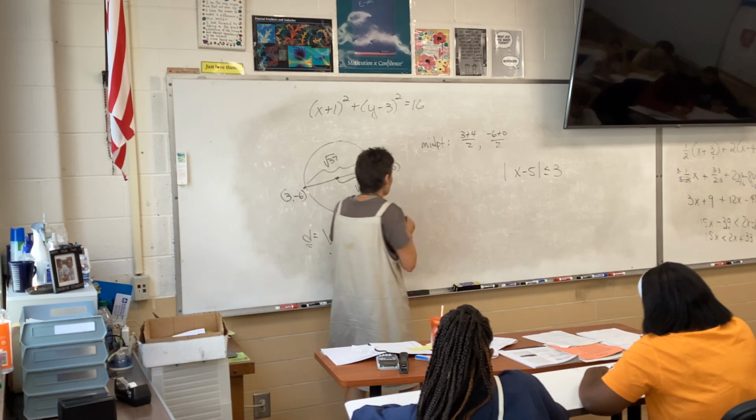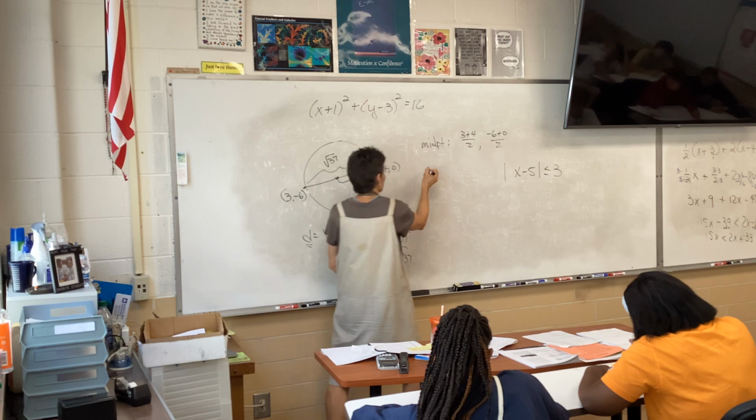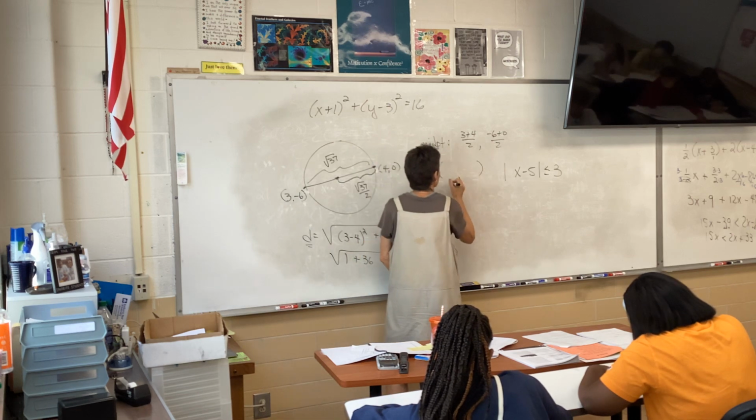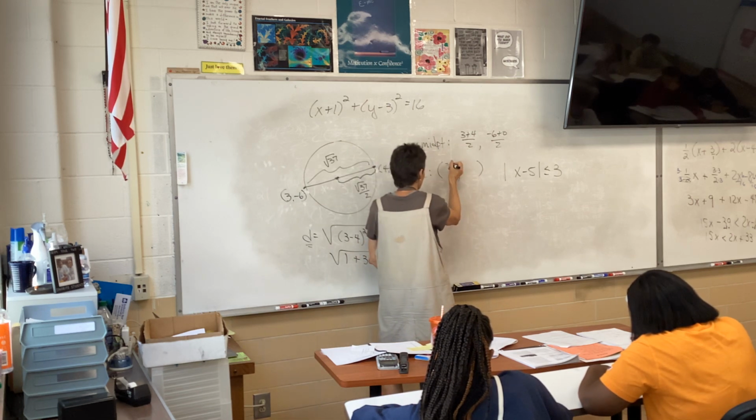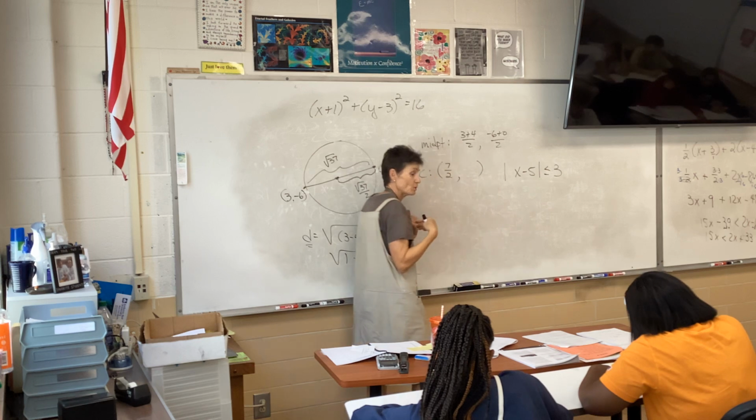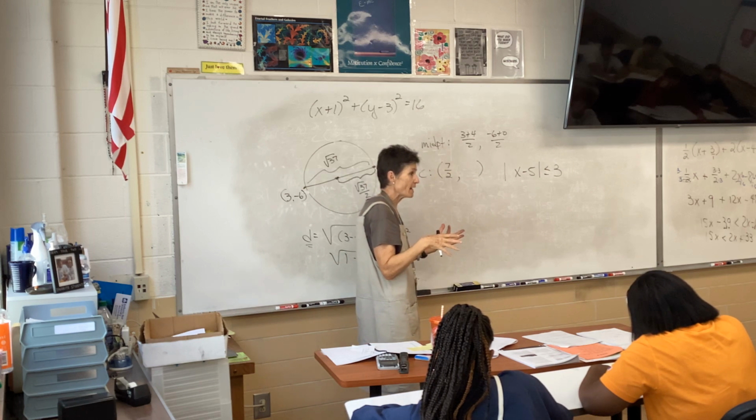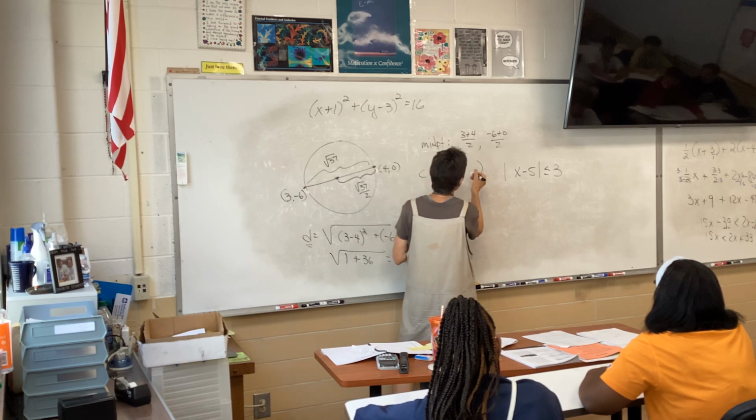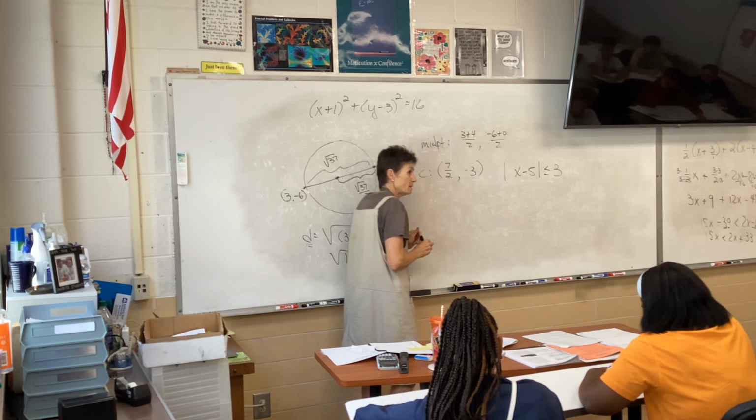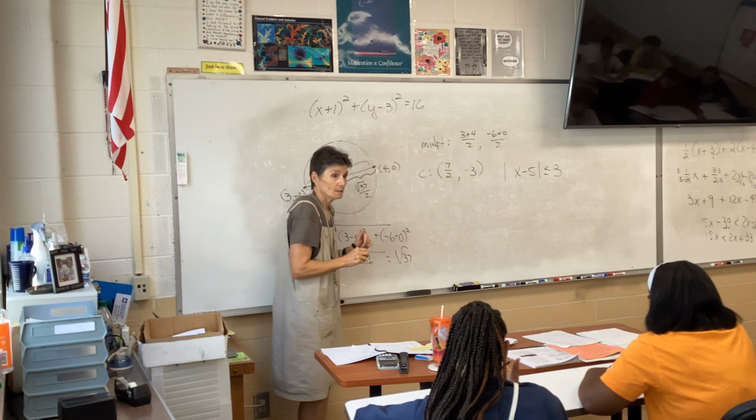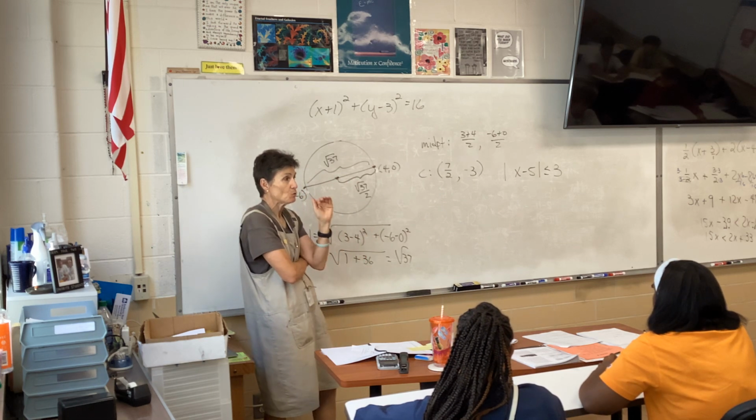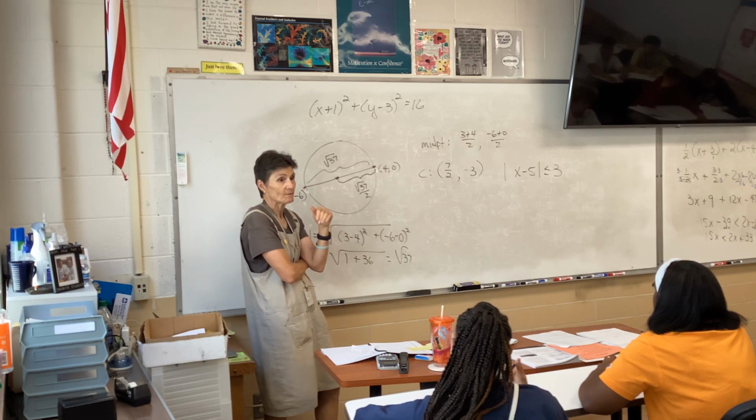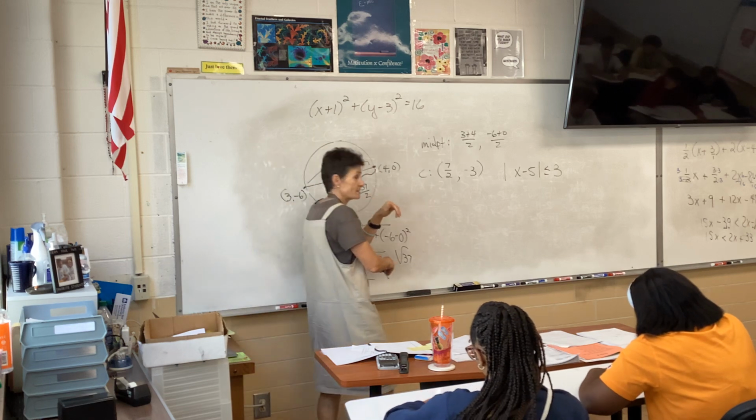So what is my center? My center is going to be 7 halves, which I prefer to just leave. But if you wanna write 3 1/2, that's fine, 3.5, whatever. And my y is negative 3. Now you have everything you need to write the equation of this circle. So what's it gonna look like?